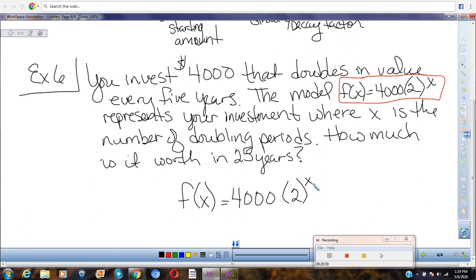All right. So what we really need to talk about is this exponent. What are we plugging in for x? And remember that x is the number of times it's going to happen. Well, it shows you right here that it doubles in value every 5 years. And we want to know what it's worth in 25 years. So how many times is it going to double? It's going to double 5 times. So we're going to plug in 5 for x, right? If it was only in 10 years, it would double twice. If it was 20 years, it would double 4 times. So in 25 years, it doubles 5 times.